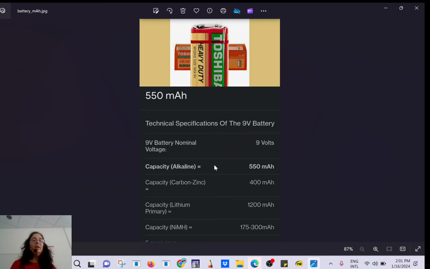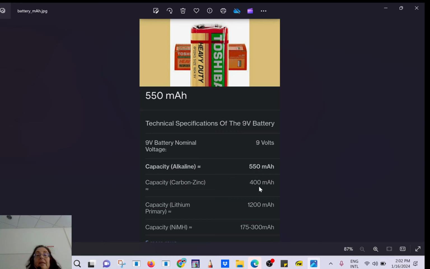And then you can see here you have different batteries. For example, alkaline costs a little bit more, but it lasts longer. Sometimes it will say the capacity here, which means you can drain 550 milliamps for 1 hour, or 55 milliamps for 10 hours, or 5.5 milliamps for 50 hours. That's what it means.